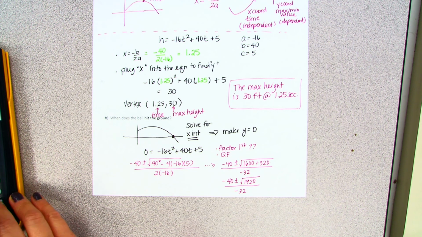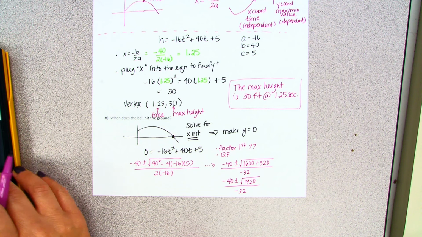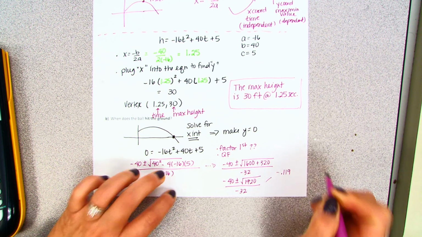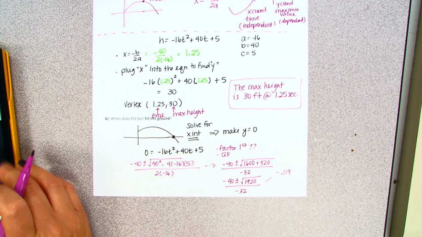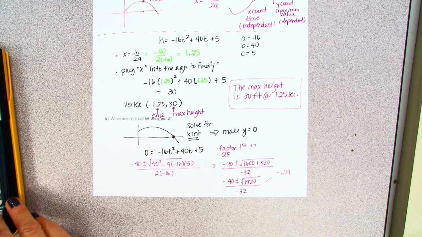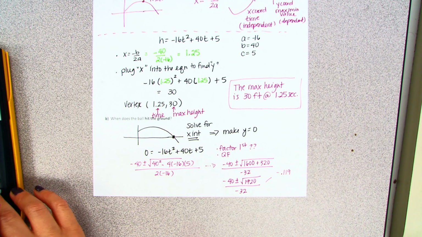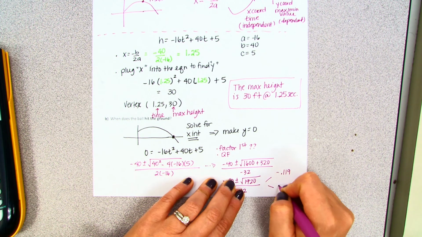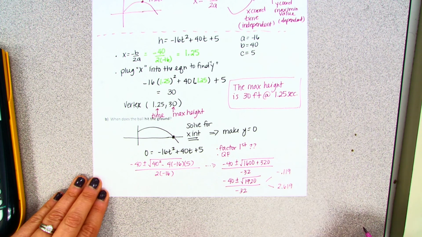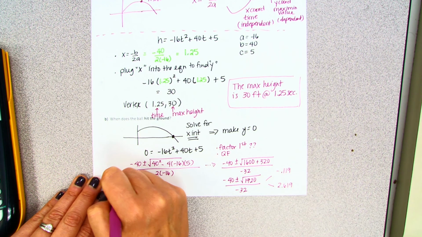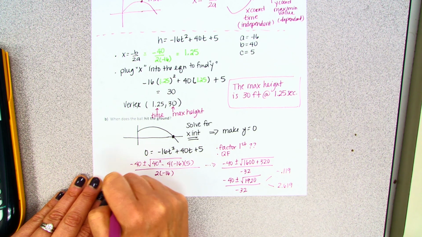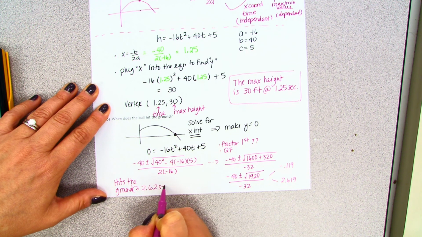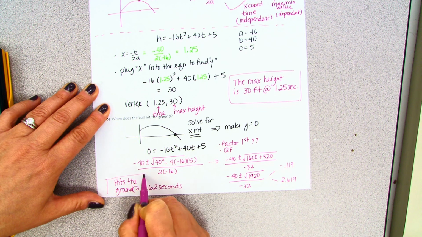Negative 40 plus the square root divided by negative 32. One of your answers is negative 0.119. That's the one that doesn't really make any sense. Then when you do the other one, negative 40 minus my square root divided by negative 32, that's going to give me 2.619. That answer makes more sense. So I would say it hits the ground at 2.62 seconds, and it's okay to round.